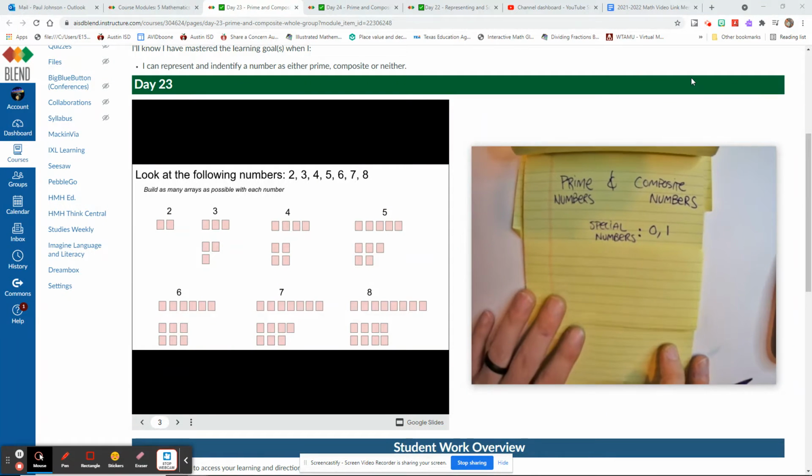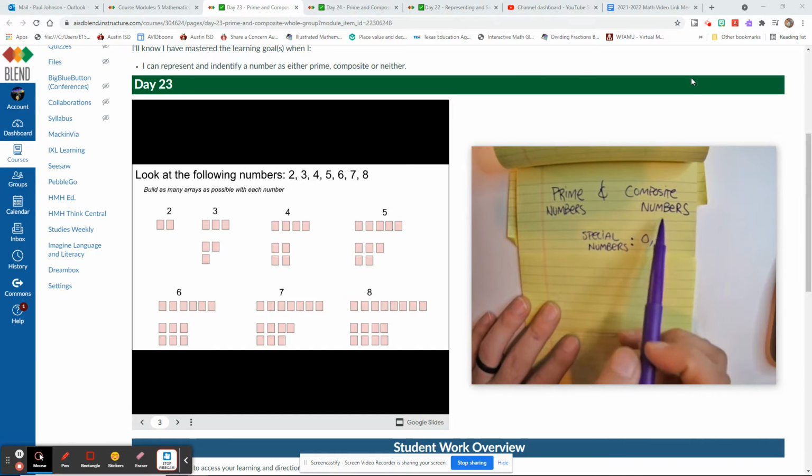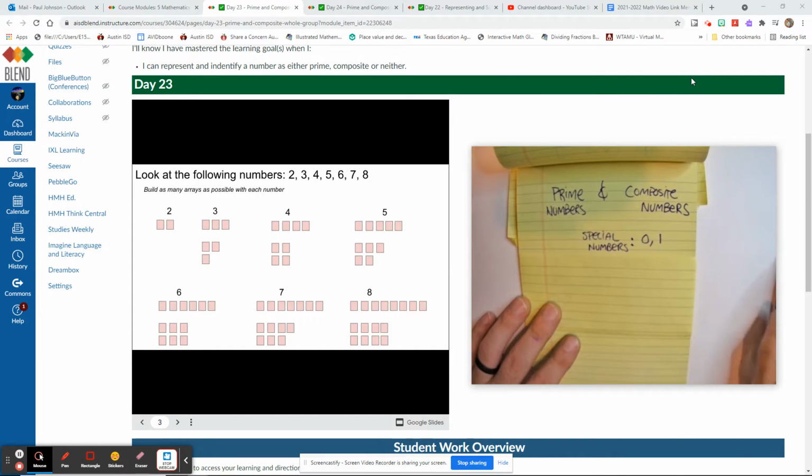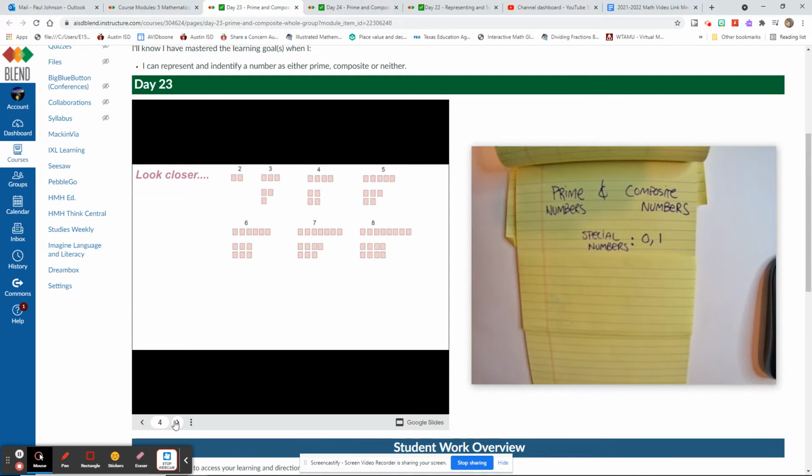All right, so you might be asking yourself still, we learned about prime, we learned about composite, but you still haven't said anything about what prime or composite is, Mr. Johnson. That's right, we haven't got there yet. But check it out. They're going to ask you to look closer at the groups. All right, so here's what I can tell you.